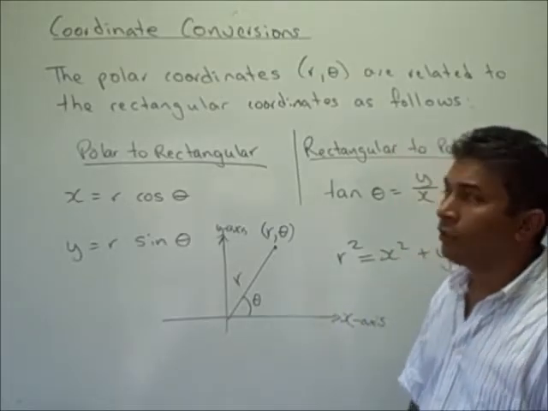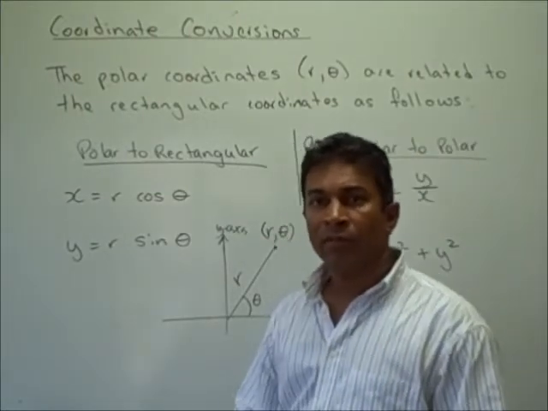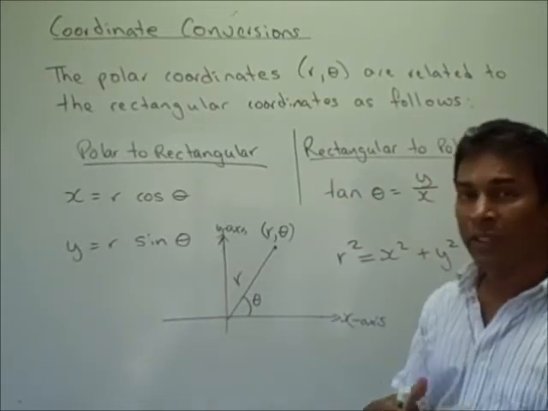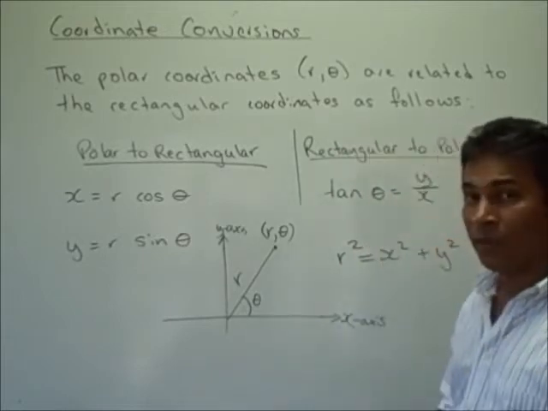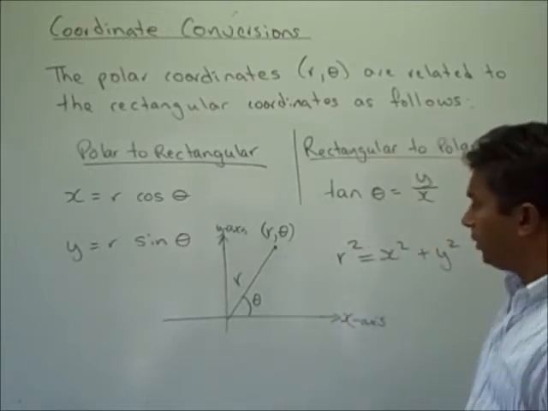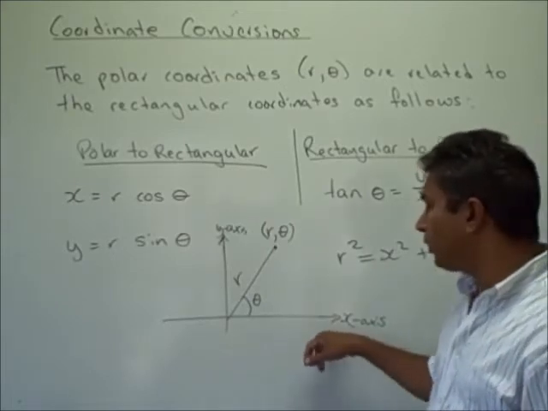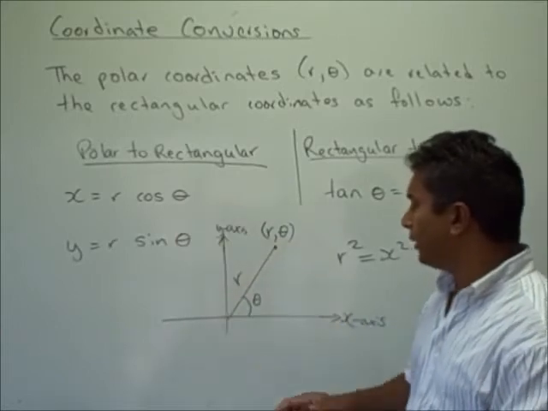To find the conversion from polar coordinates to rectangular coordinates and from rectangular coordinates to polar coordinates, we can superimpose our polar coordinate system on our rectangular coordinate system. So here our x-axis is our polar axis, sitting on top of this, and here we have our y-axis.